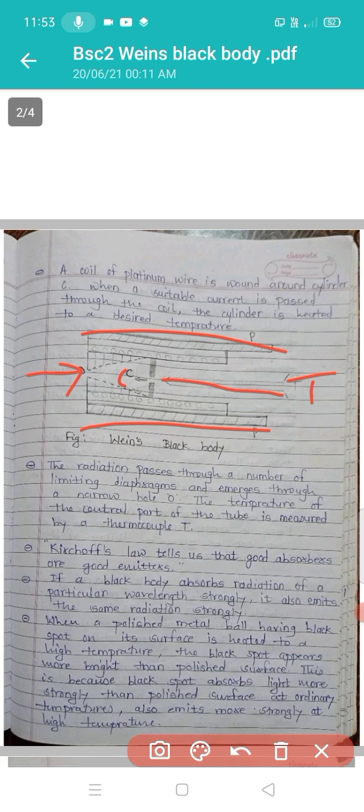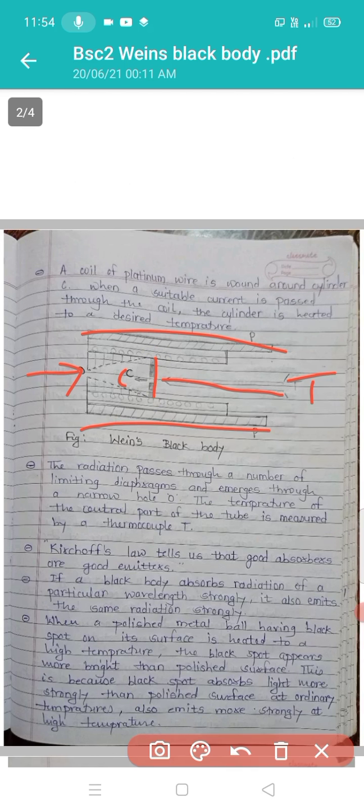It consists of a long metallic tube C of platinum or brass which is blackened inside and surrounded by a concentric porcelain tube P. Then a coil of platinum wire is wound around the cylinder C. When a suitable current is passed through the coil, the cylinder is heated to a desired temperature. Then the radiation passes through a number of limiting diaphragms and emerges through the hole O. Here this is the slit.